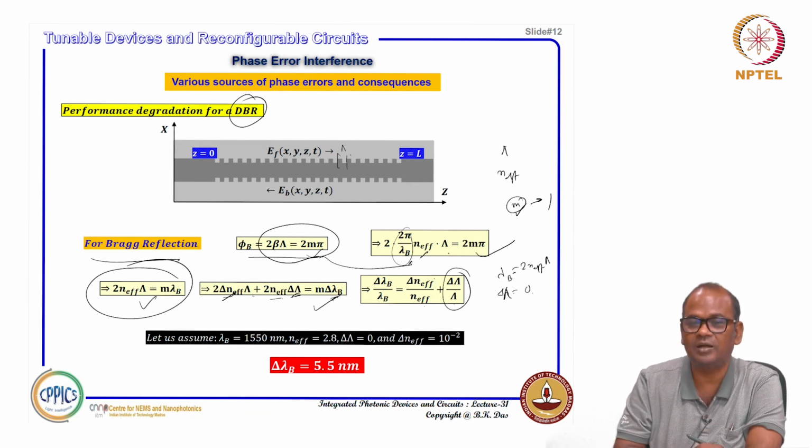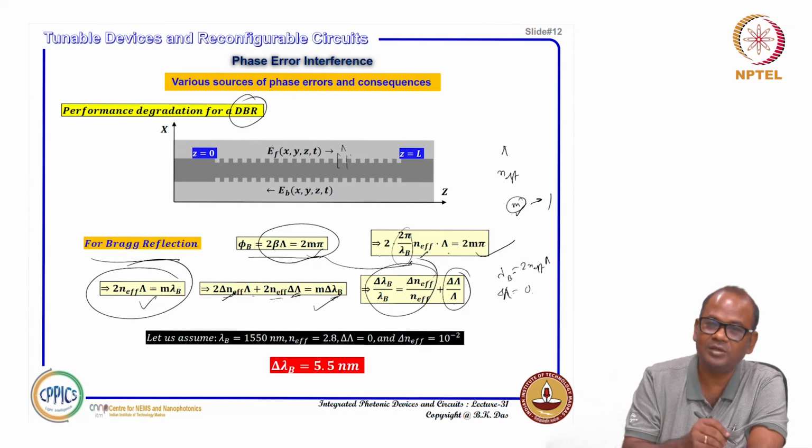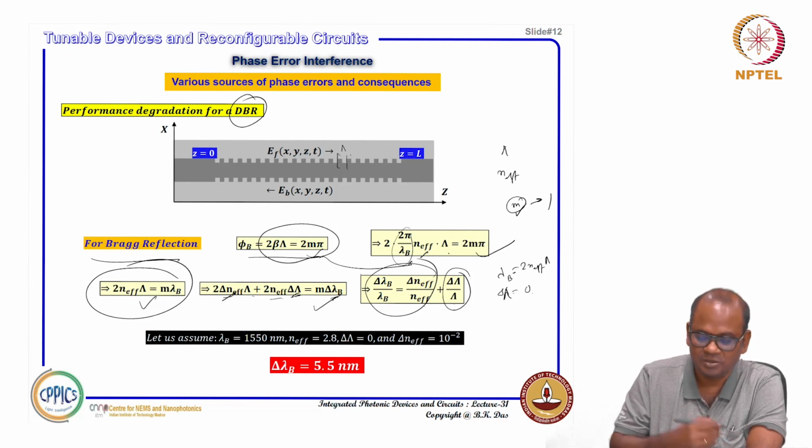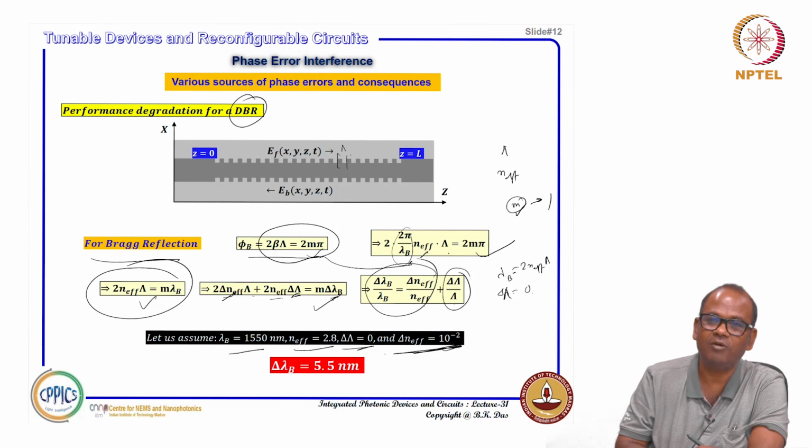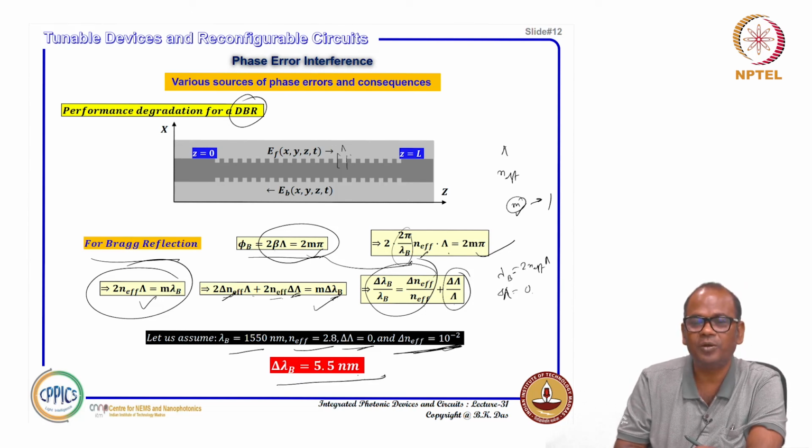If it is 0, then you can see that this is exactly similar to the resonance wavelength in the ring resonator. So the refractive index variation sensitivity of the resonance wavelength in the ring resonator is the same as the Bragg wavelength deviation sensitivity of the DBR structure. Let us assume lambda_B equal to 1550 nanometer, the phase matching wavelength, and n_effective again 2.8. Delta lambda is 0, and a 10 to the minus 2 refractive index change can detune the Bragg wavelength by 5.5 nanometer.